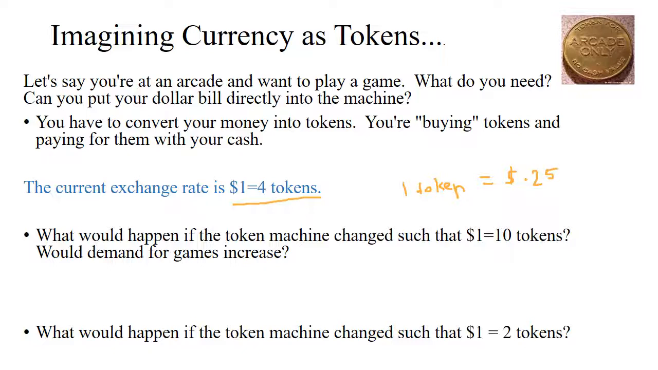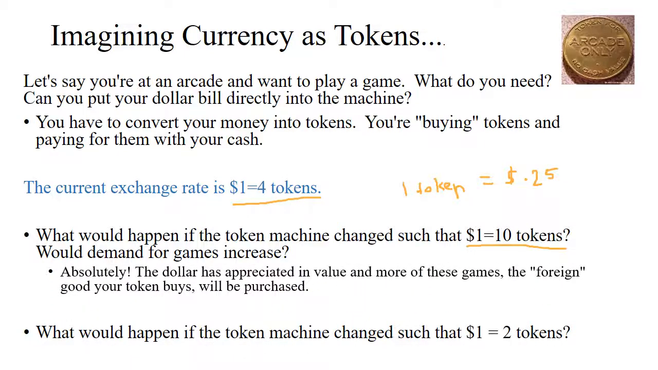All right. So if $1 buys 4 tokens, and now all of a sudden the exchange rate changes, and now $1 buys 10 tokens, does your dollar buy more or less than it used to? Your dollar buys more. So what would happen to your demand for games? It would increase. The dollar has appreciated. That means the dollar buys more. In this case, what it's buying is tokens, and it buys more tokens. It's now only 10 cents for each token.